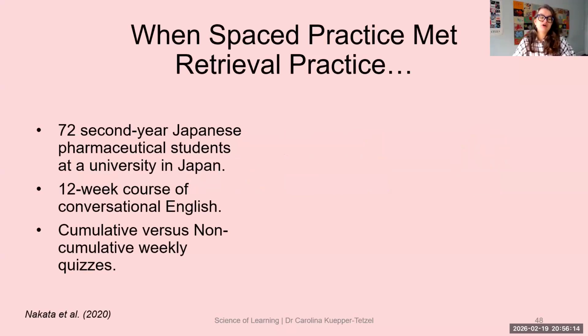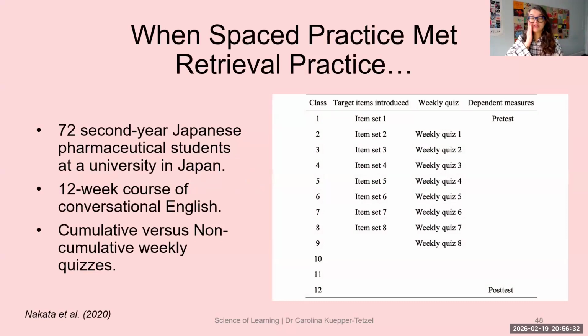So this is an example of 72 second-year Japanese pharmaceutical students at a university in Japan. They had a 12-week course of conversational English, and they had two conditions for their weekly quizzes. So this is what it looked like. They had 8 item sets of vocabulary of target items over the course of 8 weeks. And then starting in week 2, they had weekly quizzes from there on out.